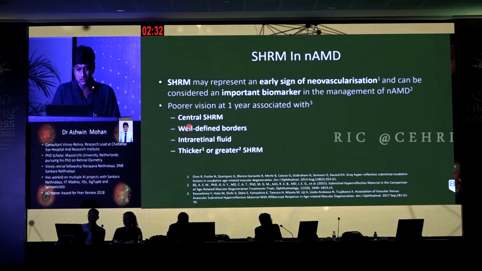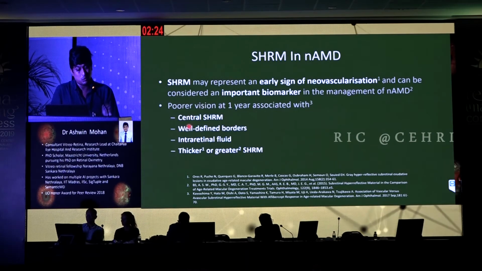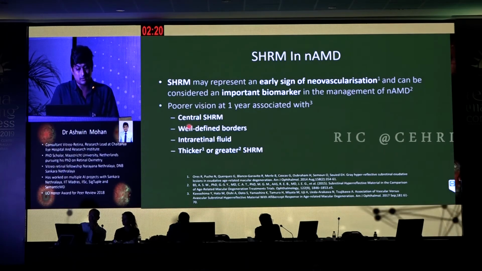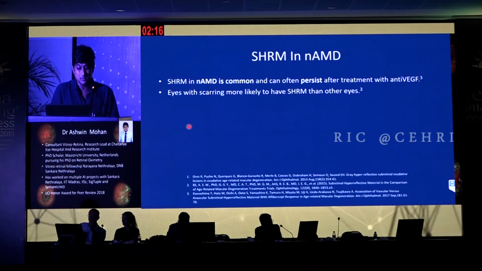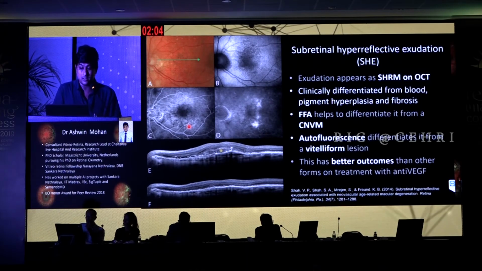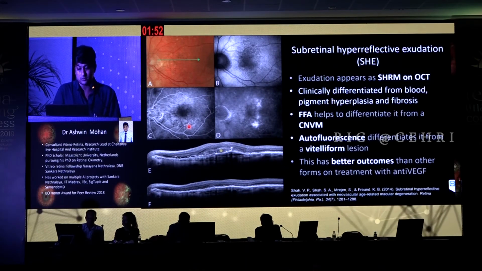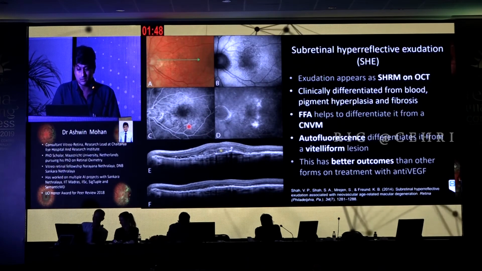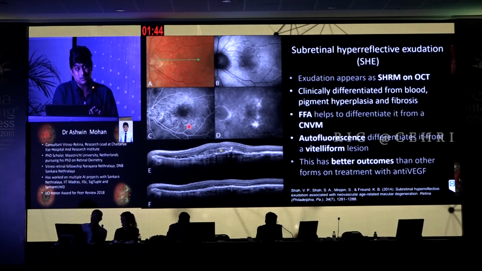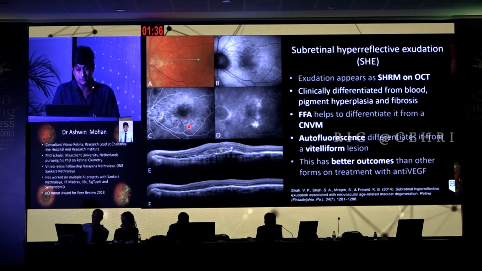So this is according to literature. It can present as an early sign of neovascularization, and it can be an important biomarker. Poorer vision was associated with central location, well-defined borders, the presence of intraretinal fluid, and thicker SHRM. It is common and can persist after treatment, and eyes with scarring are more likely to have SHRM than other eyes, which again stands to reason. One of the types described was the SHE, or subretinal hyperreflective exudation. It can be differentiated from blood, pigment hyperplasia, and fibrosis clinically on the fundus picture. FFA would help differentiate this from a CNVM, and autofluorescence can help differentiate this from a vitelliform lesion. This has better outcomes than the other forms, because it can disappear completely with anti-VEGF treatment. It's probably the one with the best prognosis.